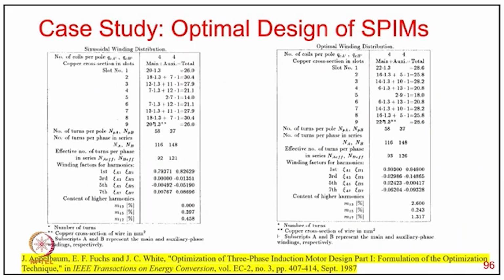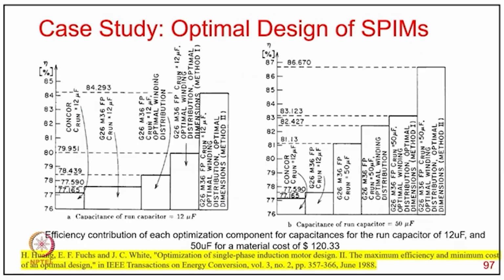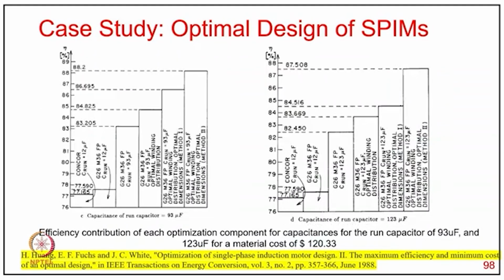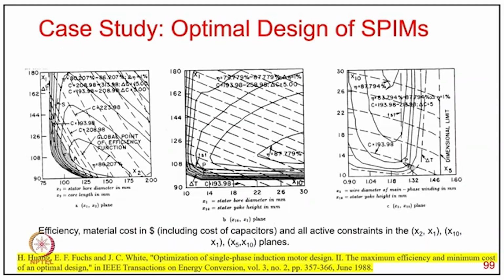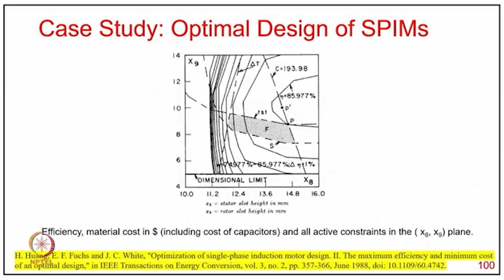This is typically the example from this reference for the complete design calculation, as mentioned, with the procedure like efficiency contribution and optimization process with 12 microfarad and 50 microfarad and their material cost, and similarly efficiency for the start capacitance and run capacitance, then the efficiency and material cost. So these are the typical data for a particular case of optimization of a single phase induction motor with maximum efficiency and minimum cost of design.